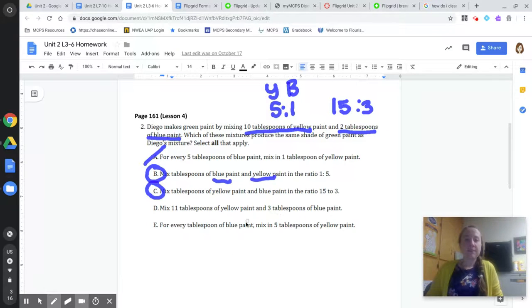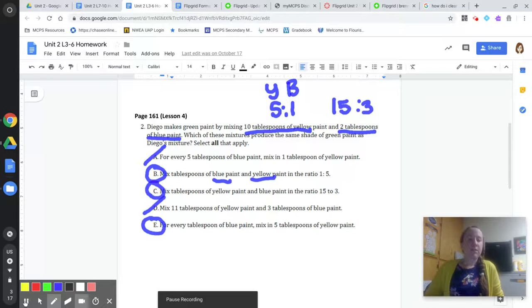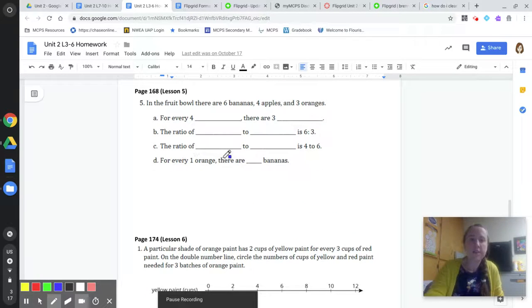Mix 11 tablespoons of yellow and 3 tablespoons of blue. That is not an equivalent ratio. There's no way for me to multiply that 5 and 1 by the same number in order to get an equivalent ratio that's 11 and 3. And for every tablespoon of blue paint, mix in 5 tablespoons of yellow paint. That's right. That's another way to say that ratio of 1 to 5 for blue to yellow. All right, let's look at this next question.